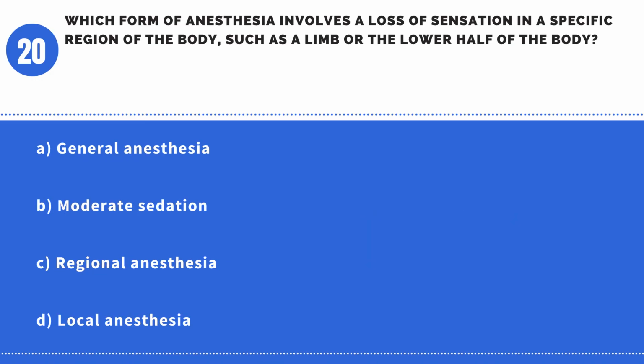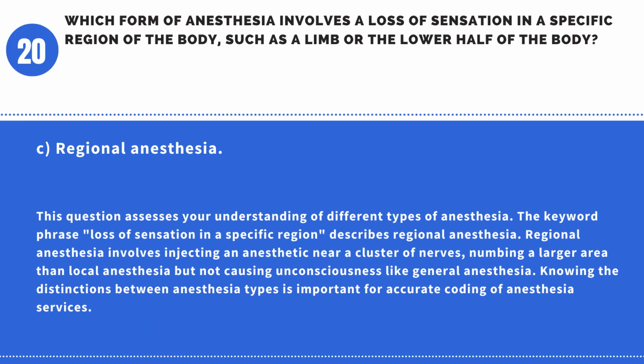Question 20. Which form of anesthesia involves a loss of sensation in a specific region of the body, such as a limb or the lower half of the body? A. General anesthesia, B. Moderate sedation, C. Regional anesthesia, D. Local anesthesia. Answer: C. Regional anesthesia. This question assesses your understanding of different types of anesthesia.